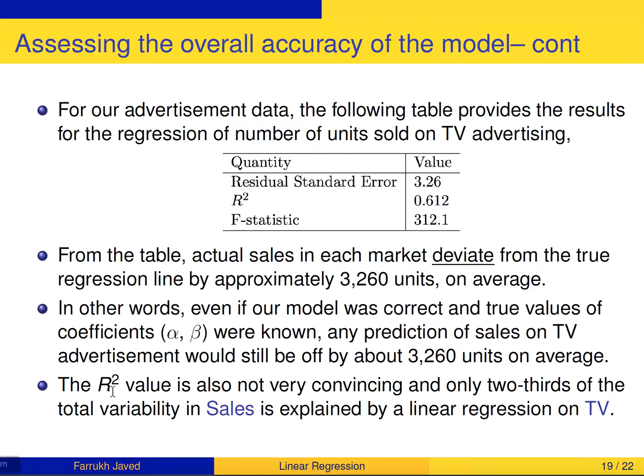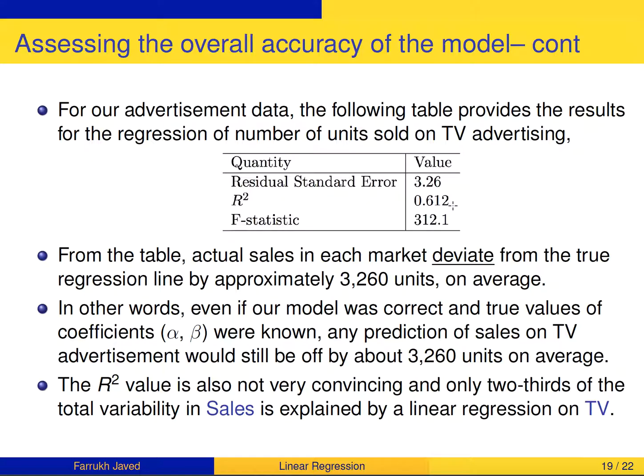And if you look at the R square value, it is also not very convincing. By the way, the R square value is the coefficient of determination. In layman's words, it tells us how determined we are about our regression. And the range of R square goes from 0 to 100%, or 0 to 1 actually, if you consider them as numbers.